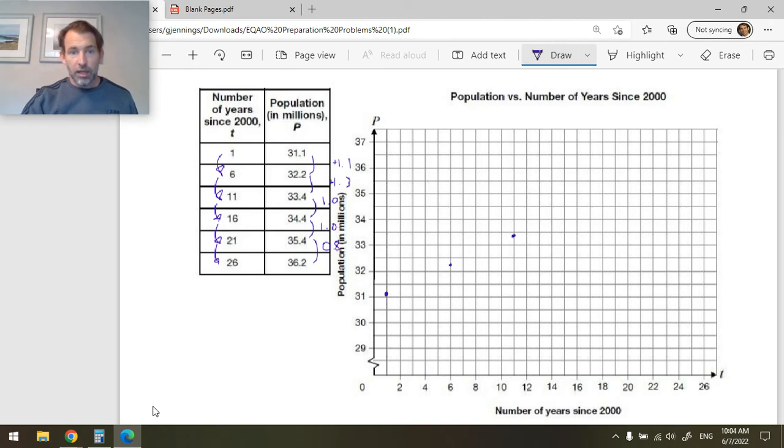And then 34.4 in the year 16. 35.4 in the year 21. So that would be 2021, because it's since 2000. And then the last data point, 36.2 in the year 26.